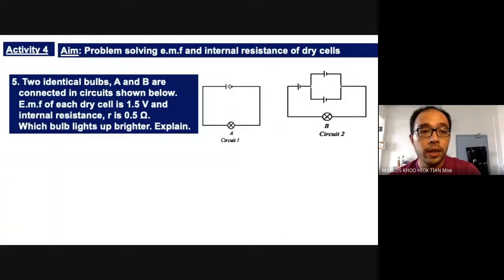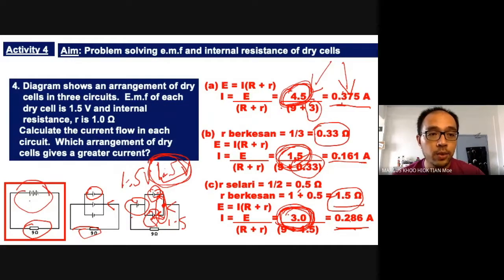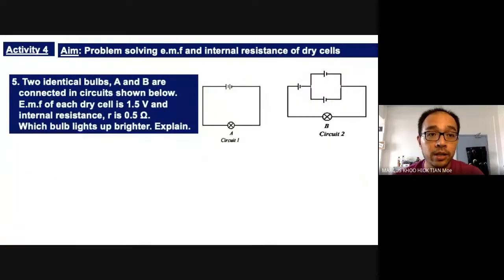So sorry, in this case, this one will give a greater current. It is different from what we saw just now, but this one is in terms of the calculation. That's why in question number 5, we see two identical bulbs A and B are connected. EMF of each dry cell is 1.5. Which bulb lights up brighter? If you know this situation from just now, you know that this one will have a bigger EMF. Bigger EMF means bigger current flow.